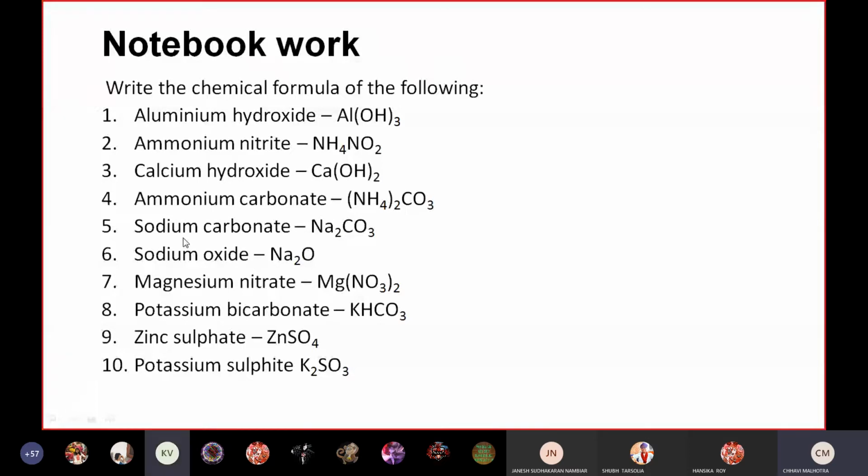Sodium carbonate. What is the symbol of sodium? Na. Carbonate is CO3. What is the valency of sodium? 1. Carbonate is 2. You put it in brackets and then you crisscross. So it becomes Na2CO3. We will have 1 here, so we have removed the brackets. Na2CO3.